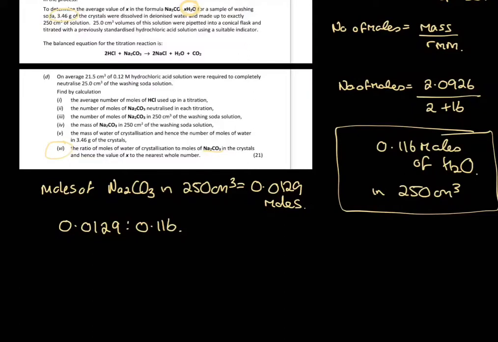Okay, so to get this ratio in the simplest form, you divide by the smallest number. So divide each side by the smallest number, and you're going to get 1:9. So the smallest number there is the 0.0129. So you're going to divide each side by that number and you'll get 1:9. So that means that this little x value up here is actually, for each molecule of sodium carbonate, we are now not going to have the x, we're going to have a 9 molecules of water also attached.